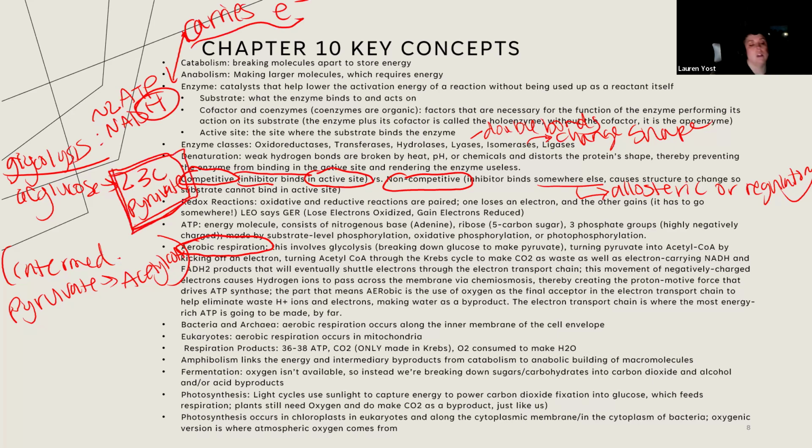All right. Then this intermediate step turns it into acetyl-CoA. From this, we do get some products as well. We're going to get a little bit of CO2 and some NADH here.